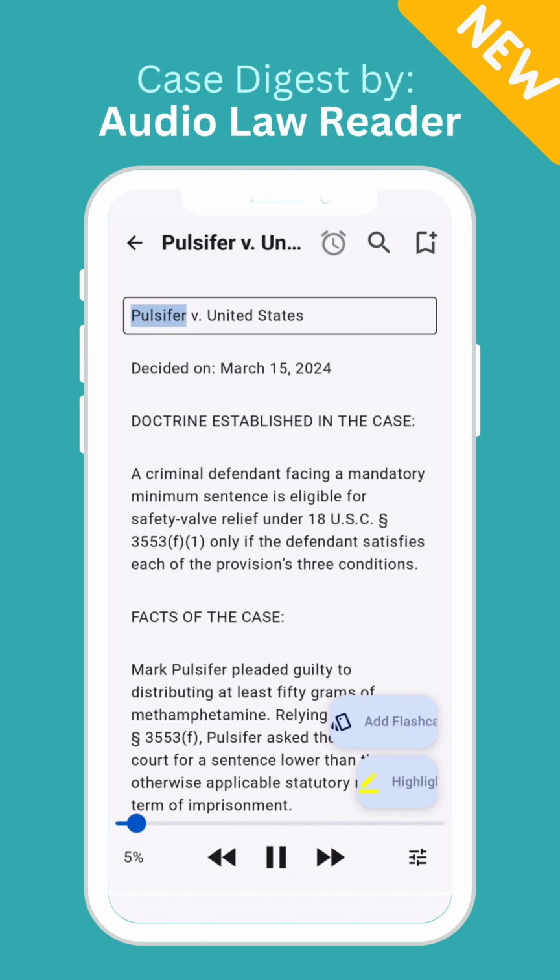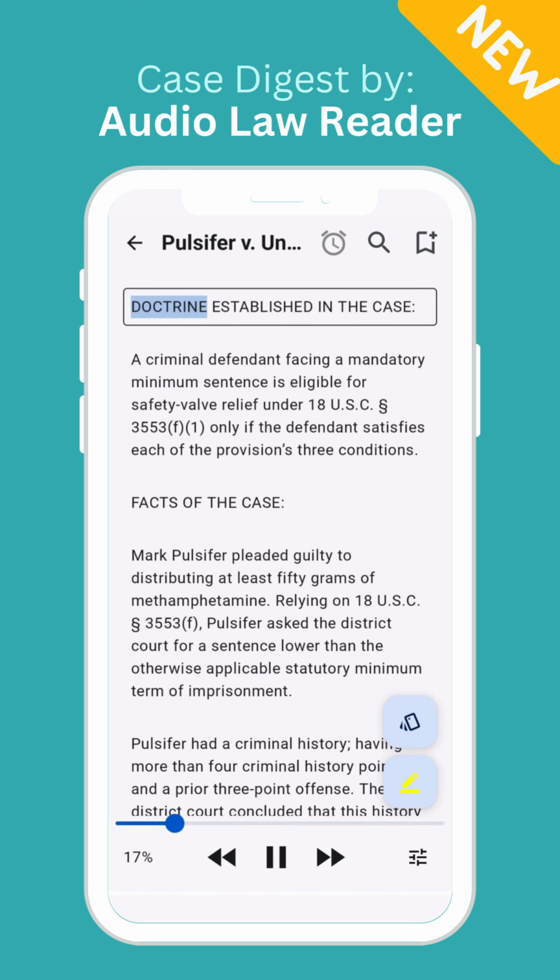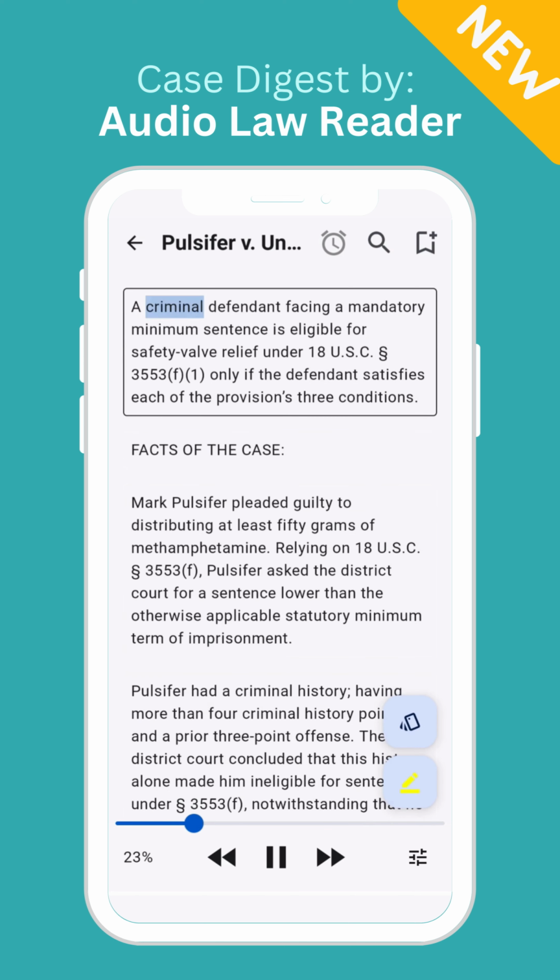Case Digest on Pulsifer versus United States. Doctrine established in the case. A criminal defendant facing a mandatory minimum sentence is eligible for safety valve relief under Title 18 of the United States Code, Section 3553, subsection F, paragraph 1, only if the defendant satisfies each of the provisions' 3 conditions.